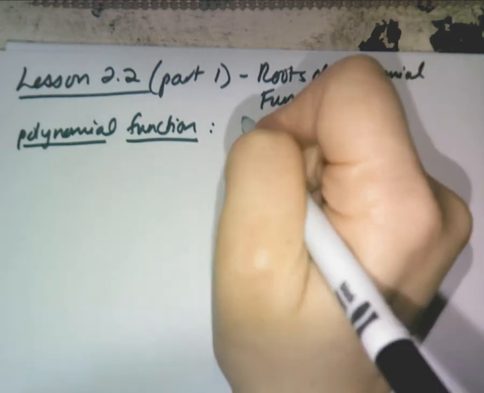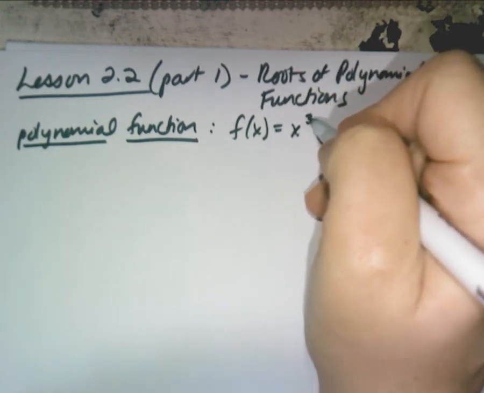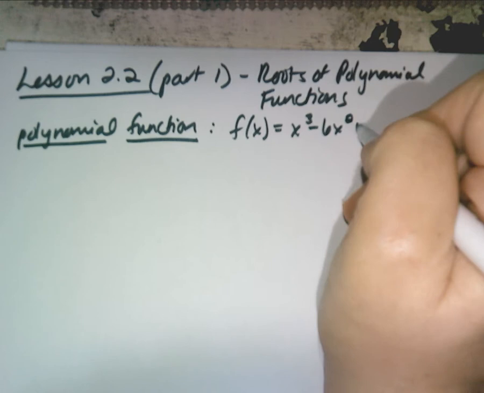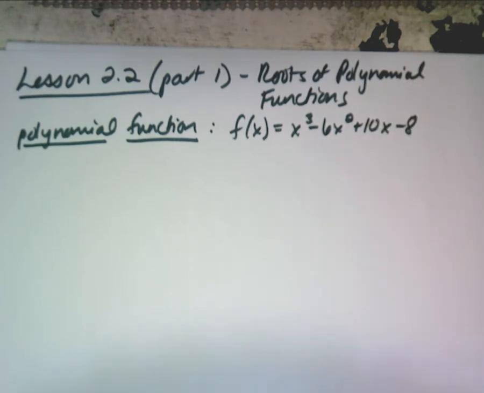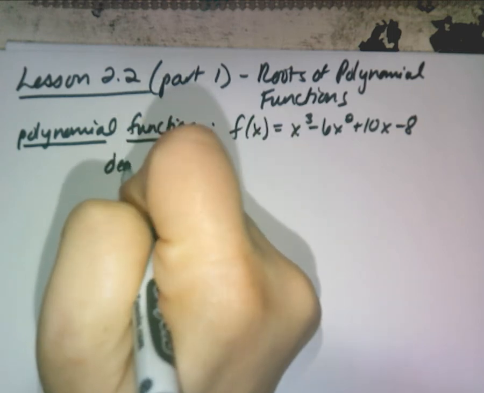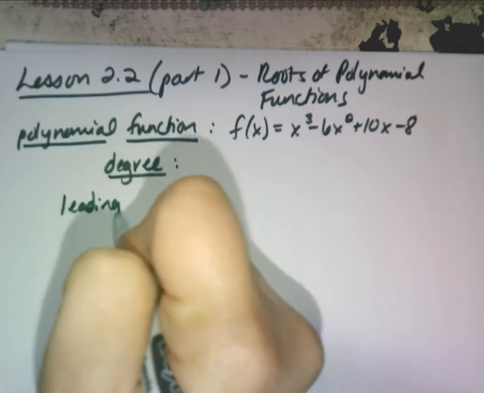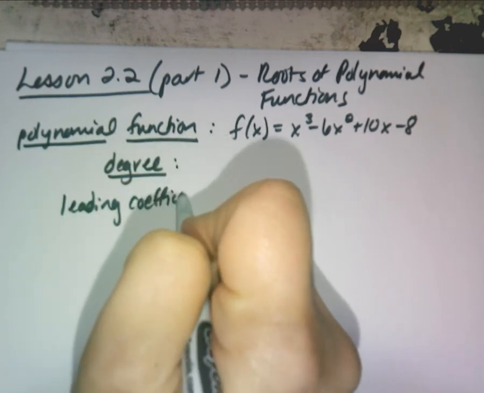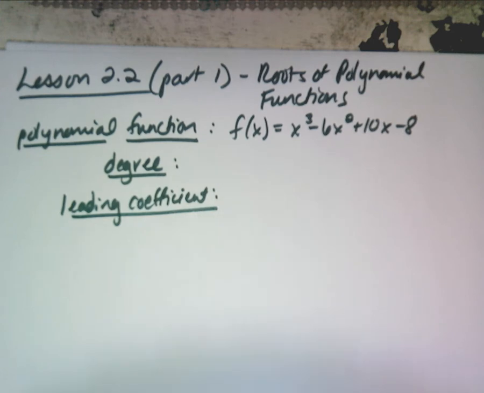Your polynomial function is, for example, a function like x cubed minus 6x squared plus 10x minus 8. Okay? The first thing you need to look at is what's called the degree of the polynomial and the leading coefficient. And hopefully you will be familiar with both of these.